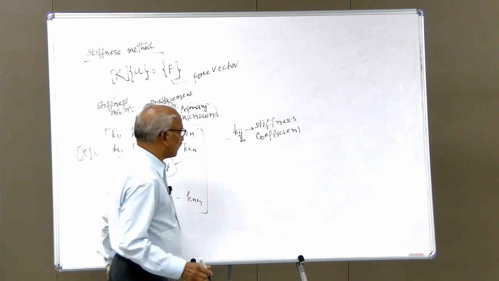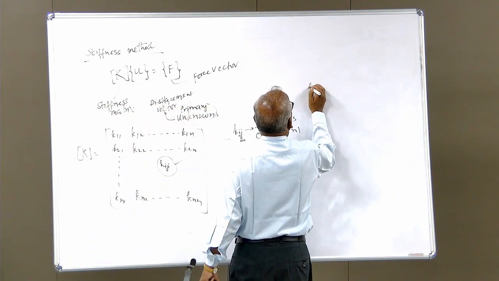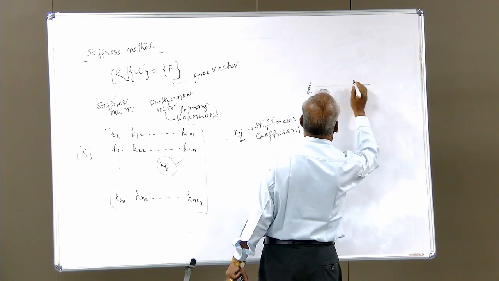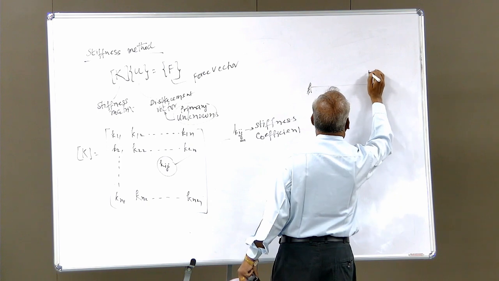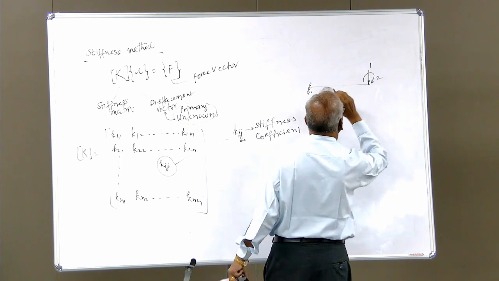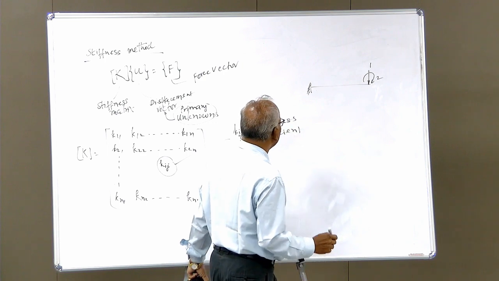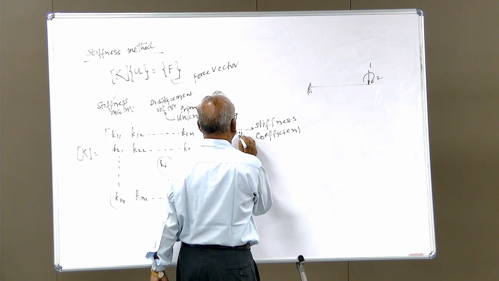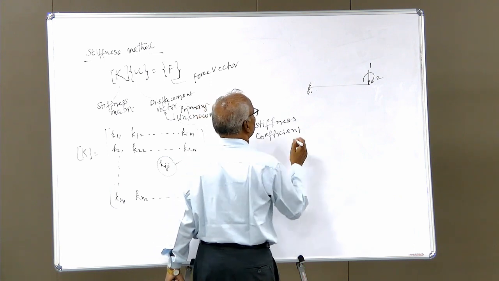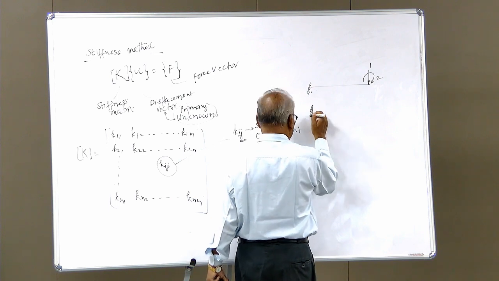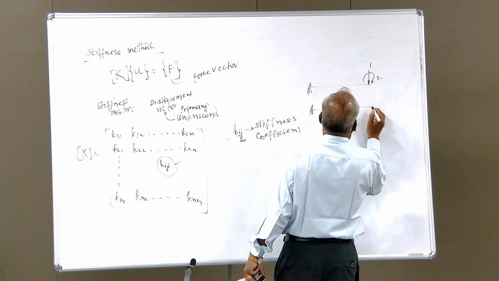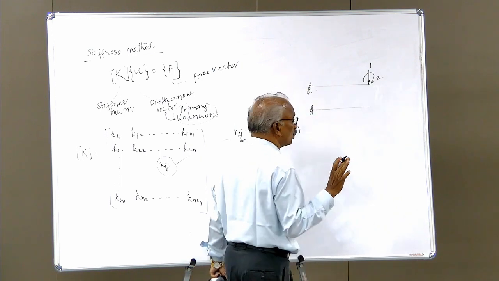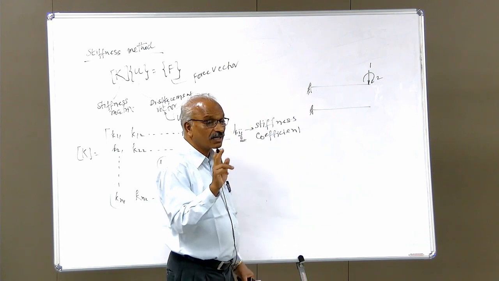That means, for example, let us take a cantilever with only two coordinates, coordinate 1 and coordinate 2. Now apply unit displacement at a coordinate and find out the force at the other coordinate. First apply the displacement at coordinate 1. That means you have to apply unit displacement only along coordinate 1 and not along coordinate 2.